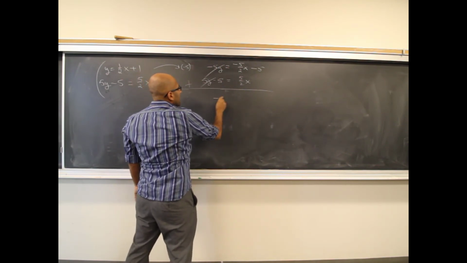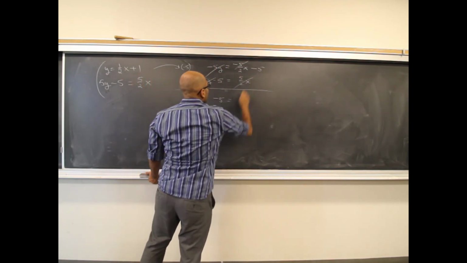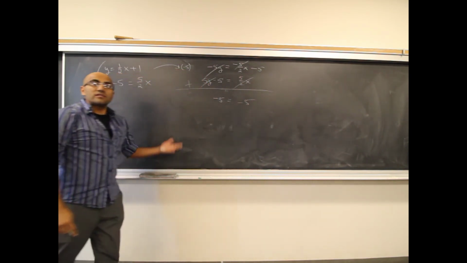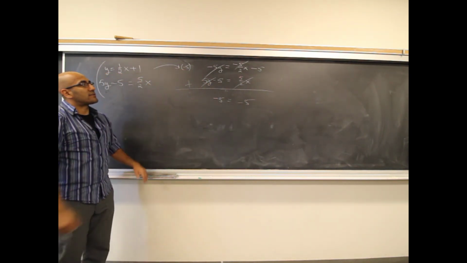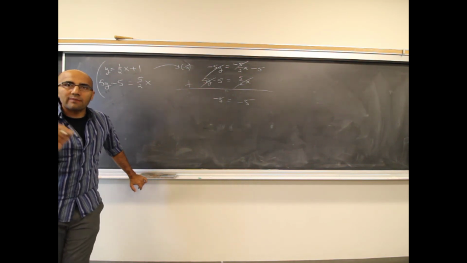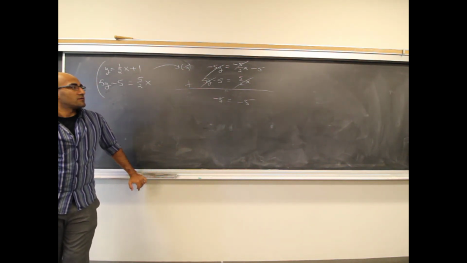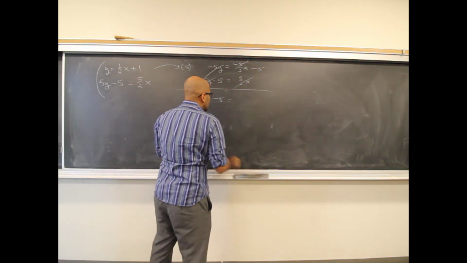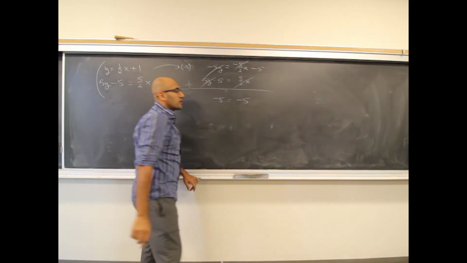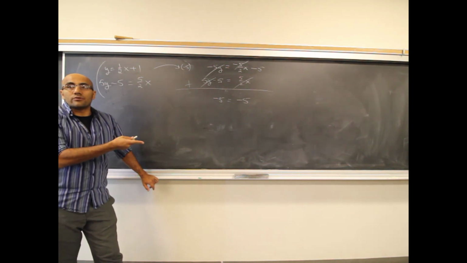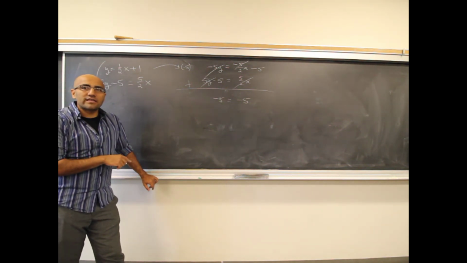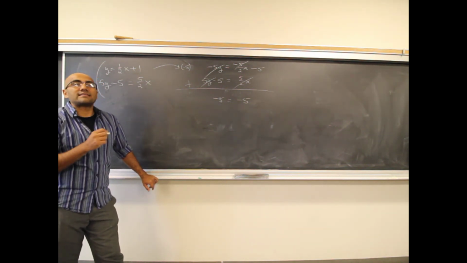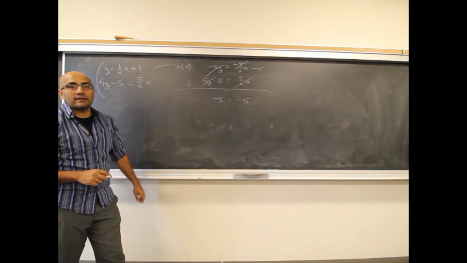These guys cancel. The only thing that survives is a -5. So this is one of those cases where all the letters canceled. I was just focusing on the y, but it turns out that both canceled. So all the variables disappeared, and I'm left with just an equal statement of some numbers. Some number equals another number. And in this case, it's true. In the previous one, we had a false statement. Here we have a true statement. That's how we know that this system is dependent.